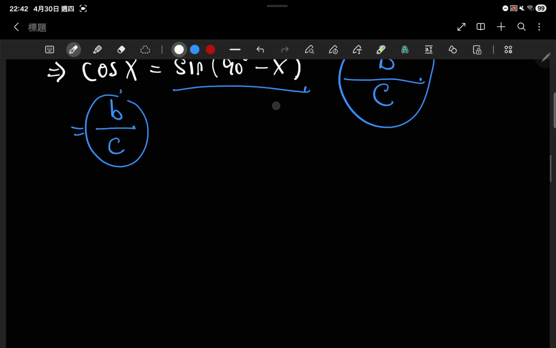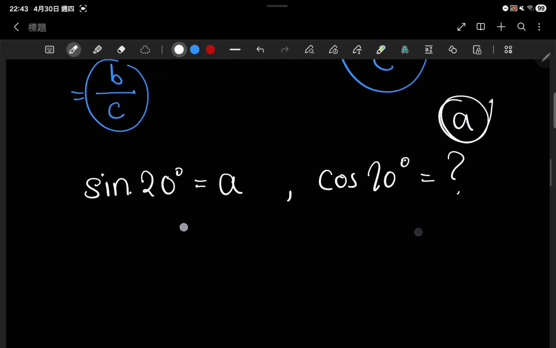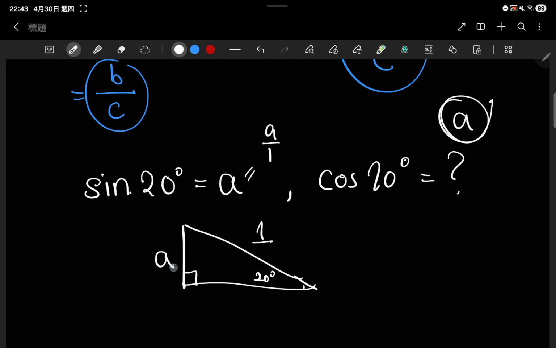So if SAT asks you, maybe sine 20 degree equals a, and what is cosine 70 degree? It's just a. The answer is a. It's simple. Why? Because if we draw a triangle, 90 degrees here and 20 degrees here, and sine 20 degrees equals a, we can say it is a over 1, right? The longest side is 1, and this is a.